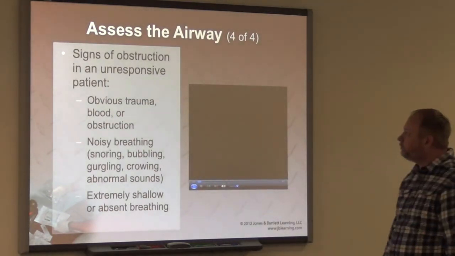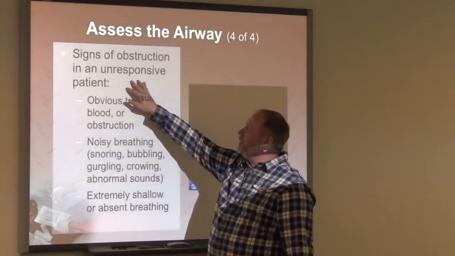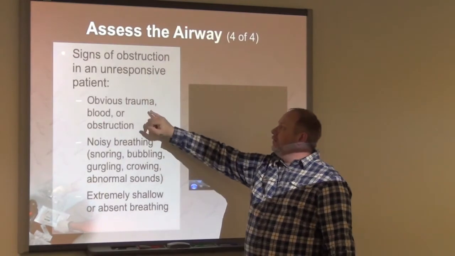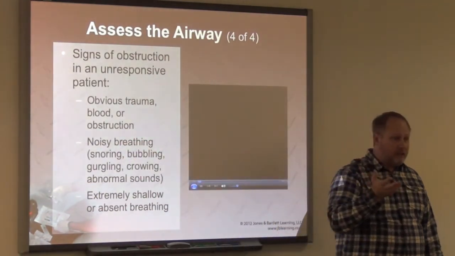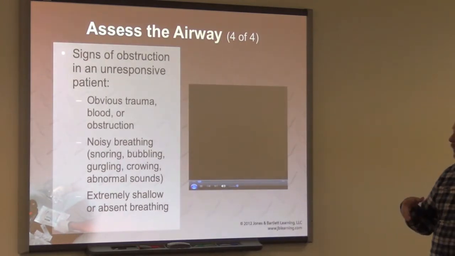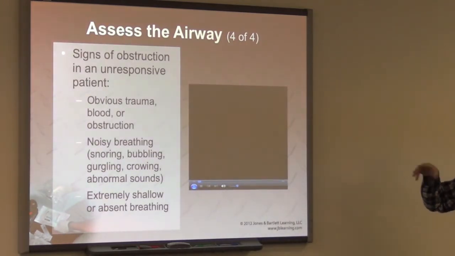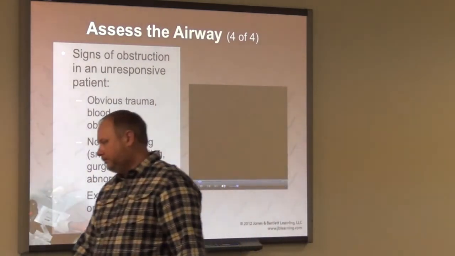Very good. So signs of an obstruction in an unresponsive patient: obvious blood or other particles like teeth or tissue or something in the airway, right? Noisy breathing. If they've got bubbles coming out of their mouth, well then that's not good, right? Could be vomit or other fluids that need to be suctioned and cleared. Or extremely shallow or absent breathing.